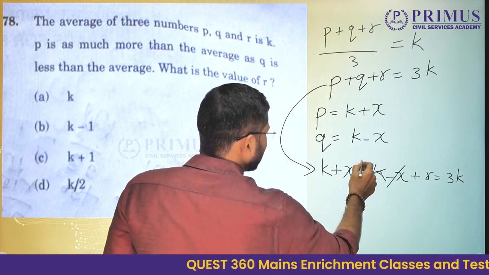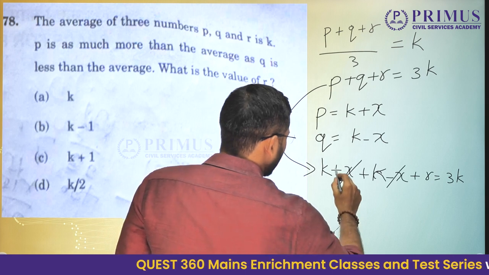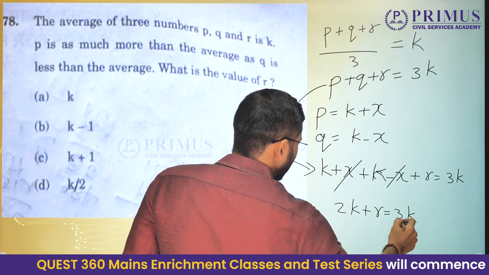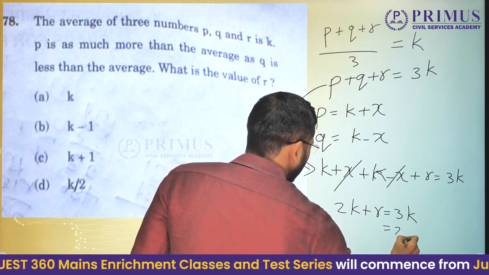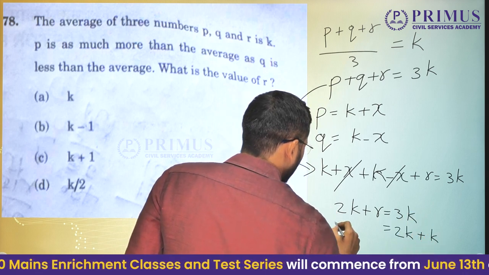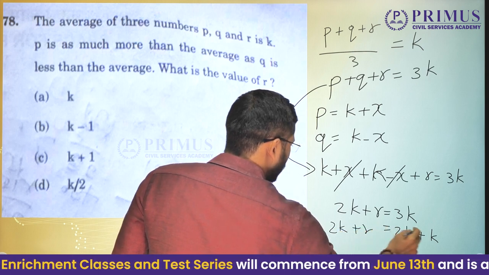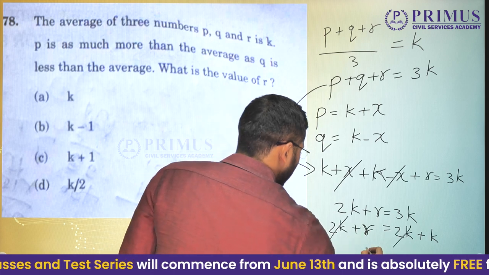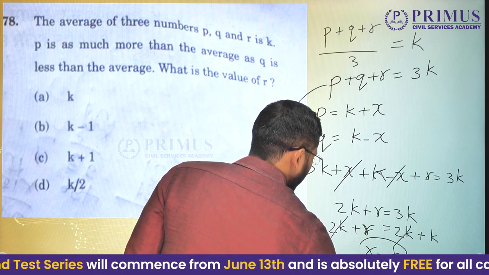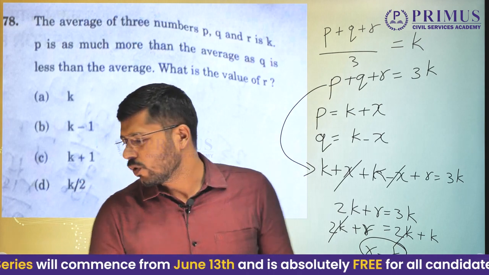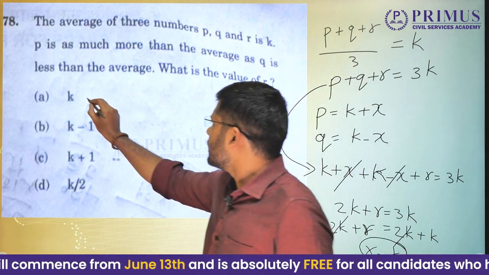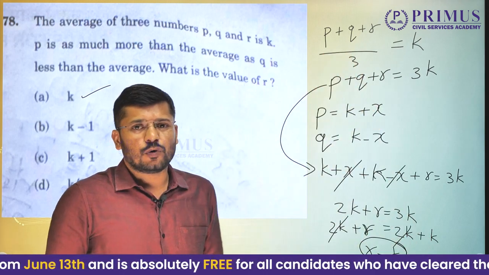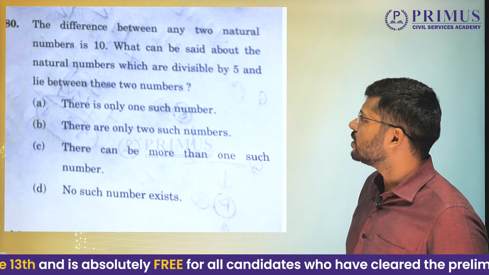Here X and X will get cancelled. We will have K plus K is 2K. 2K plus R is equal to 3K. Again we can break 3K into 2K plus K. Now 2K and 2K we can cancel, so R is equal to K. So what is the value of R? It is K. It can be easily answered with intuition, or if you want detailed mathematics, this is how we can solve it. Okay. We'll go next.